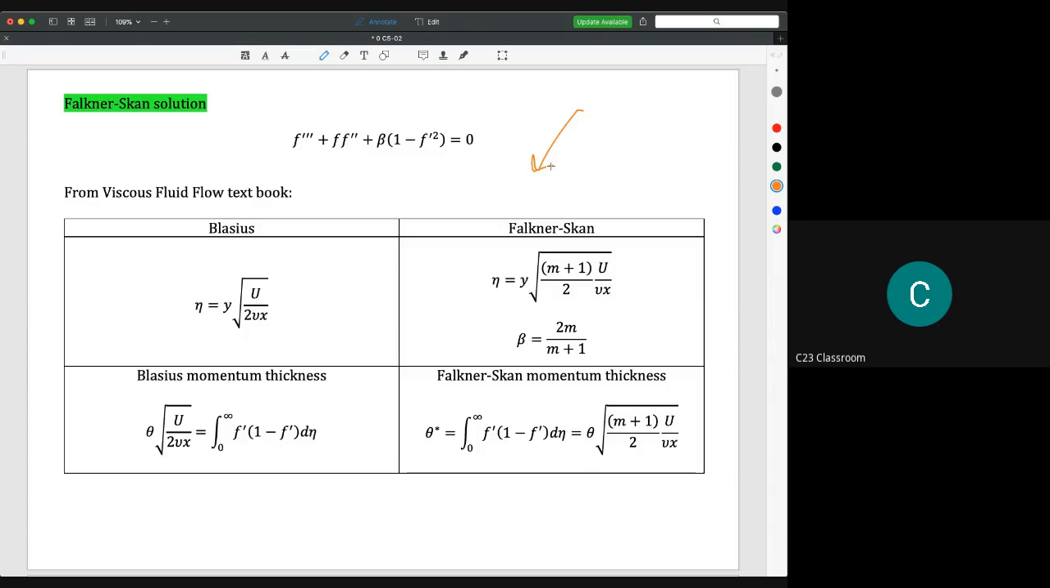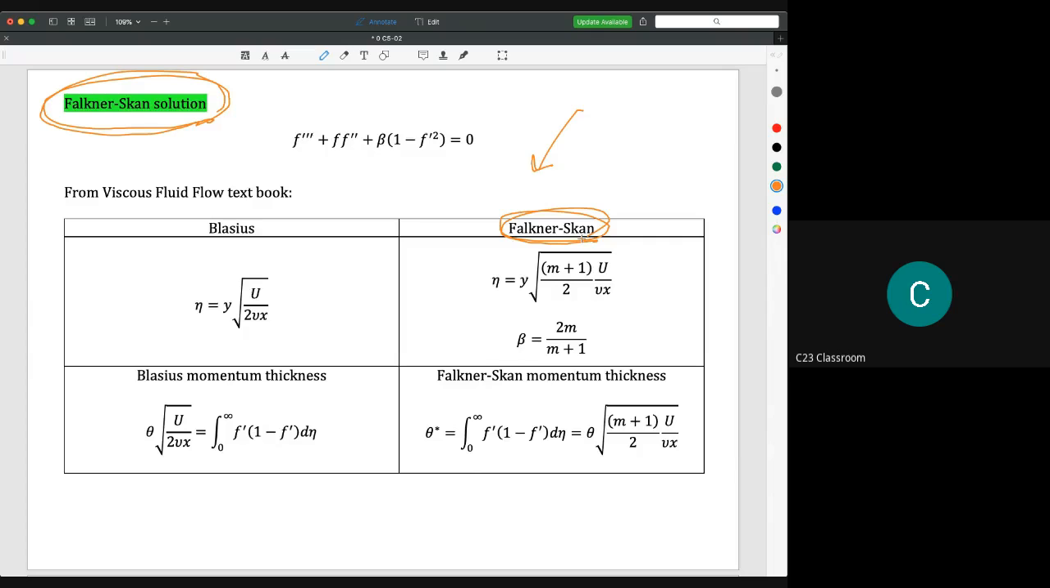First, I hope you could remember the Falkner-Skan solution. However, you are quite lucky, because in this COVID period, the test will be an open book test. So you may refer to this table. If not, you need to remember all these equations. So we are using the Falkner-Skan solution, and it is shown in this table.